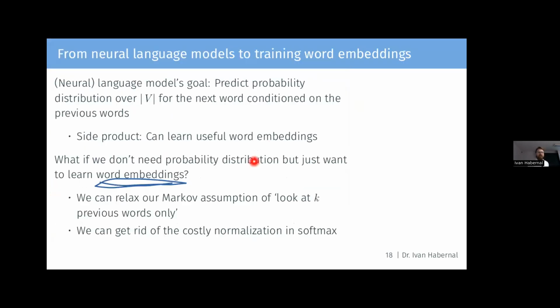So okay, what if we don't need this probability? We can do two things, which I already mentioned a little bit. We can relax our Markov assumption, so we don't have to look just into the past, but we can look into the future, left and right. Why not? Count-based techniques did it as well, so we can do it too. And we can completely get rid of the normalization in softmax because we aren't interested in the probability distribution. Will it make it faster? Yes, hell yeah. Will it make it better? We will see.